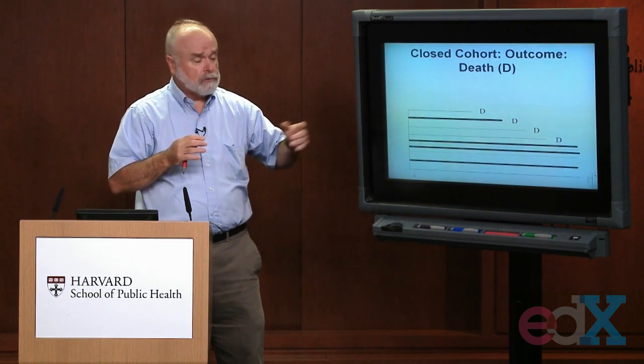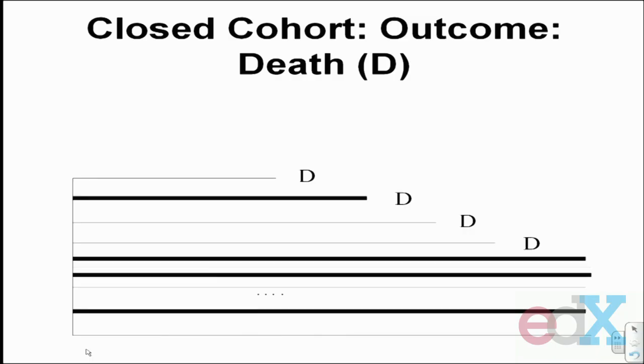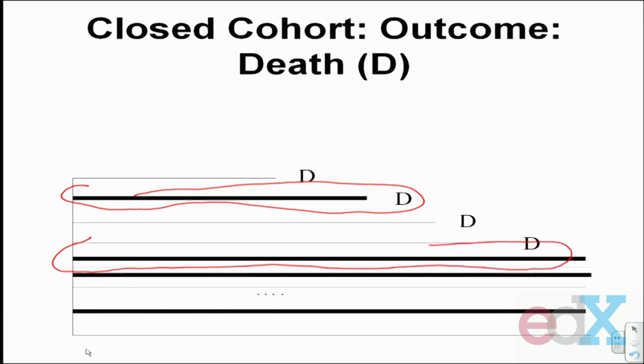Well, this is what our picture would have to look like for a closed cohort study. Everyone's followed for a fixed period of time, or they develop the disease, all-cause mortality. The bolded lines might be your exposed people. The less bolded lines might be the non-exposed people. You can measure cumulative incidence.